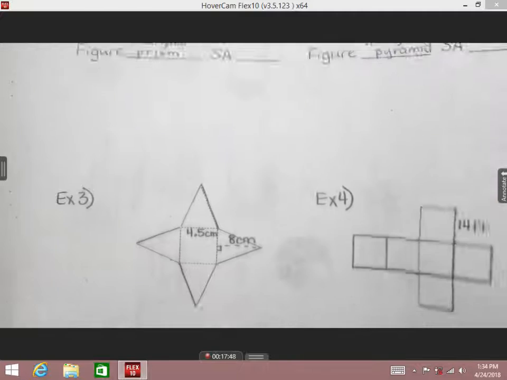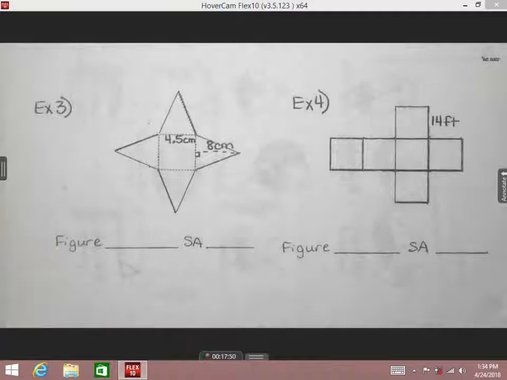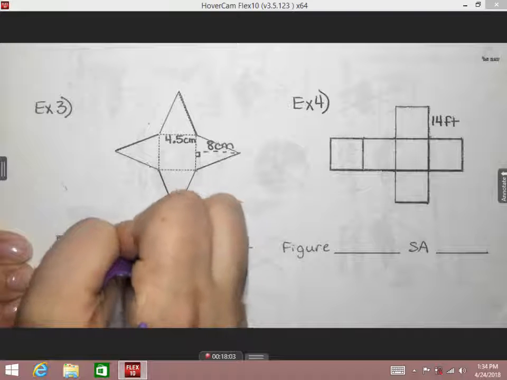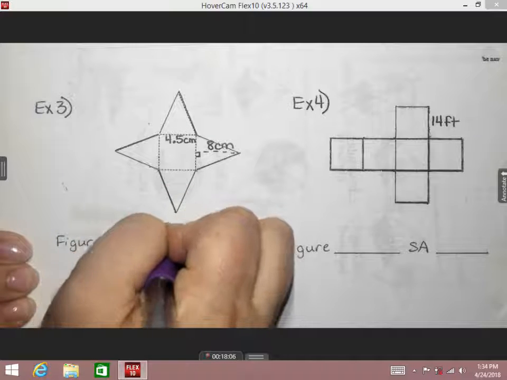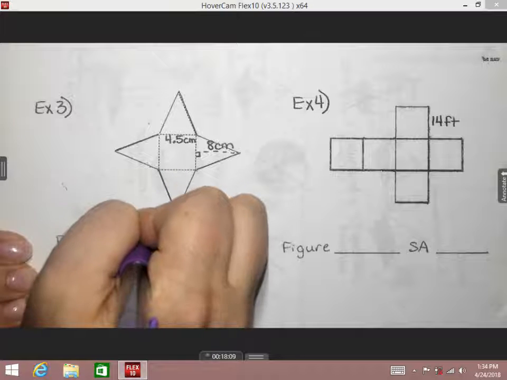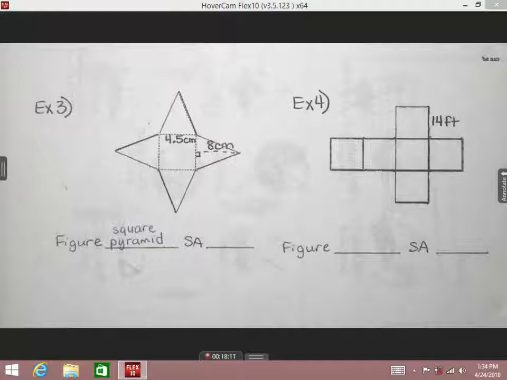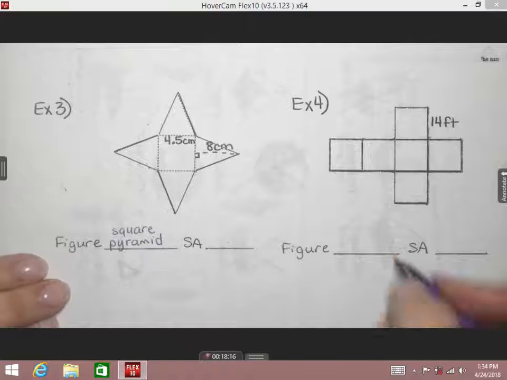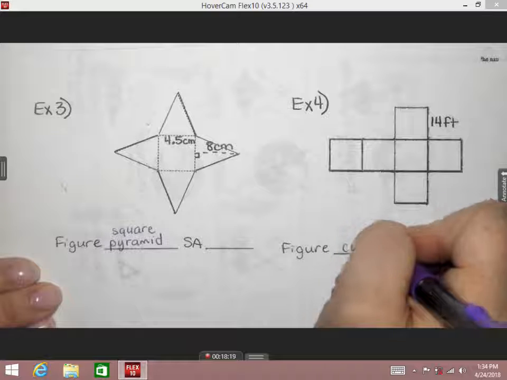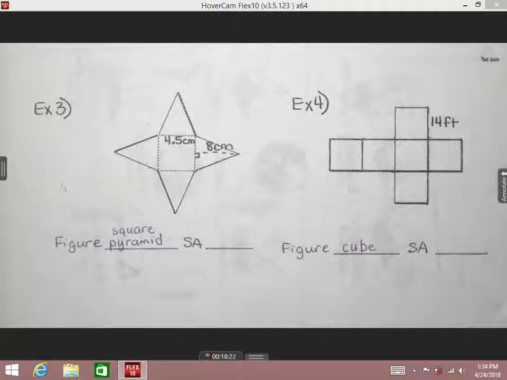Okay. Example 3. What shape is example 3? Maggie. What type of pyramid? A square. All right, so that one's going to be a square pyramid. Awesome job. All right. Corey? Example 4, what is it? It's a cube. Awesome. So he didn't call it a rectangular prism because all of them are squares and they're all the same size square. So that makes it special.